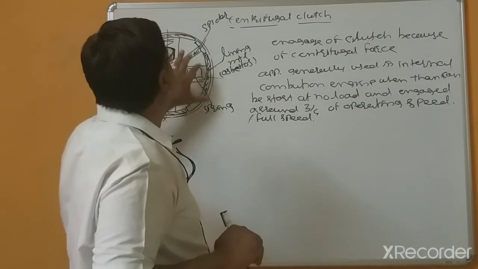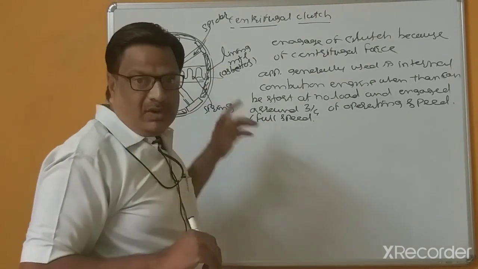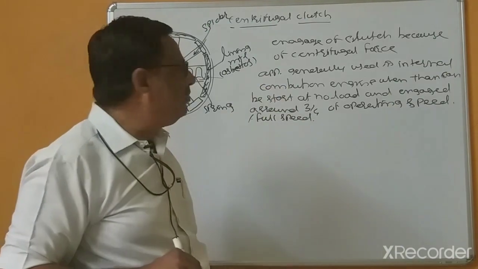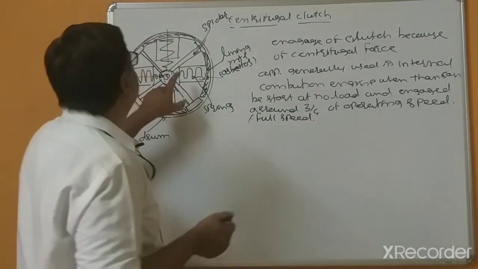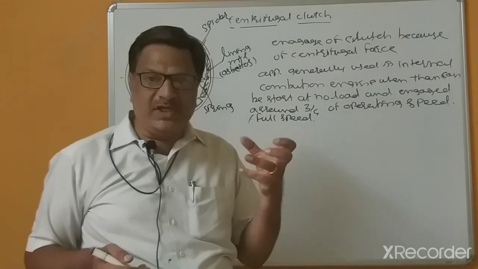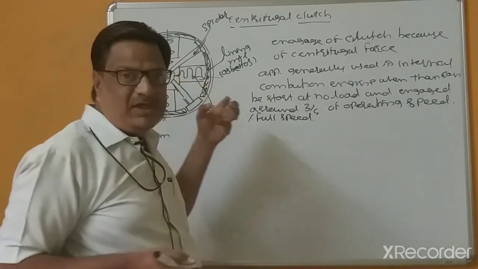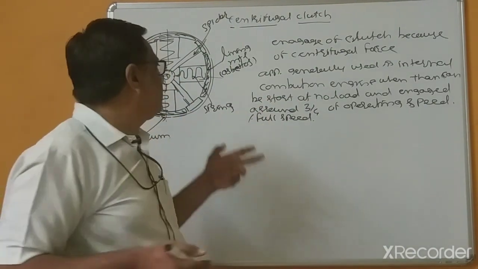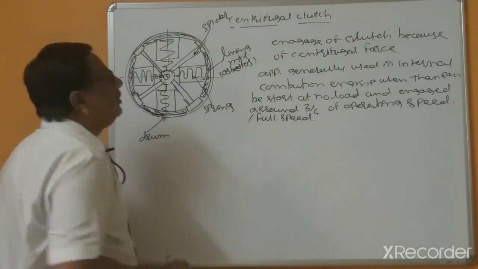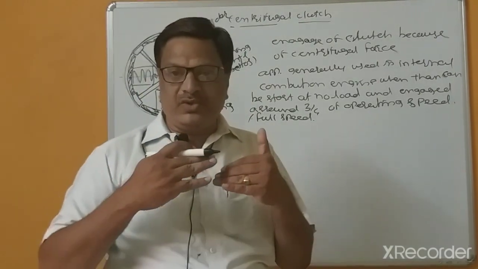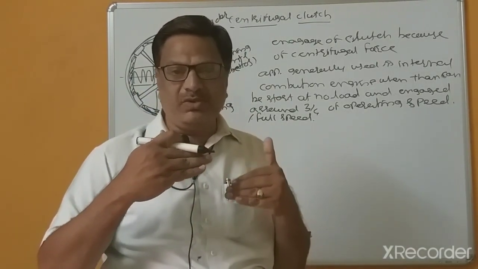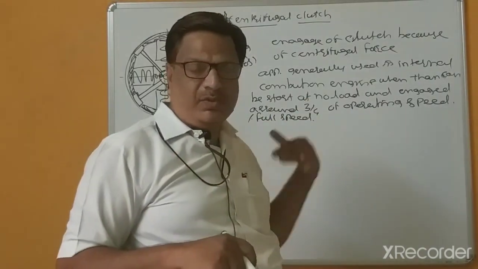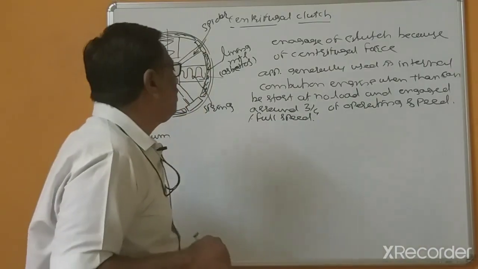This is the lining material. The lining material touches the internal surface of the drum because of the centrifugal force, and this spring is a tensile spring. The tensile spring pulls towards the center of the drum, while the centrifugal force acts in the direction towards the internal diameter of the drum. Because of that, the engaging of the clutch occurs.